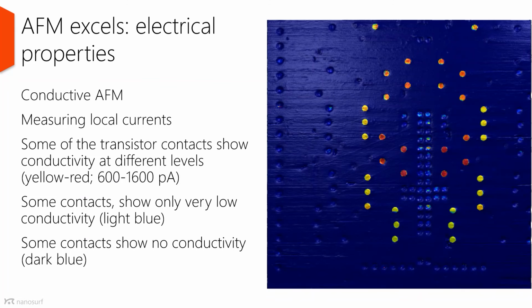To do that, we need a conductive AFM cantilever, and then we can image across the surface while applying a bias voltage to the tip. And what we can then measure at the same time as topography is a current through the tip. For example, here we have a sample with different transistor contacts, and some of them do not show any conductance at all, no current at all. Others show a small, slightly elevated current, and a high current. This way we can identify different structures within this chip assembly.